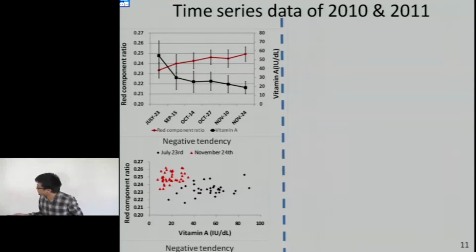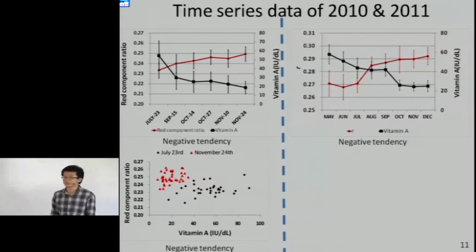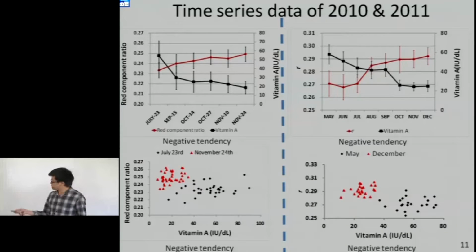So the dark dot is at the beginning of the experiment. You can see all the cattle's red component ratio shifts to the upper side. So it means small r has a negative tendency with the vitamin A level. So here is the result in 2011. It is also clearly shown that this negative tendency in the time series graph and in this scatter plot also.